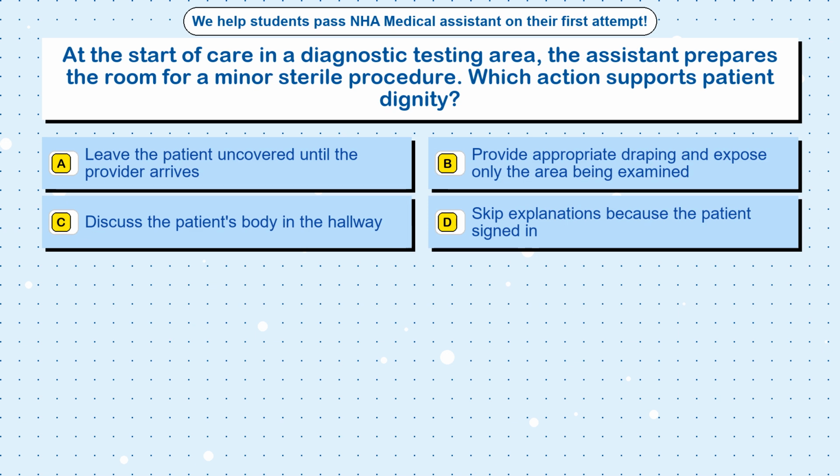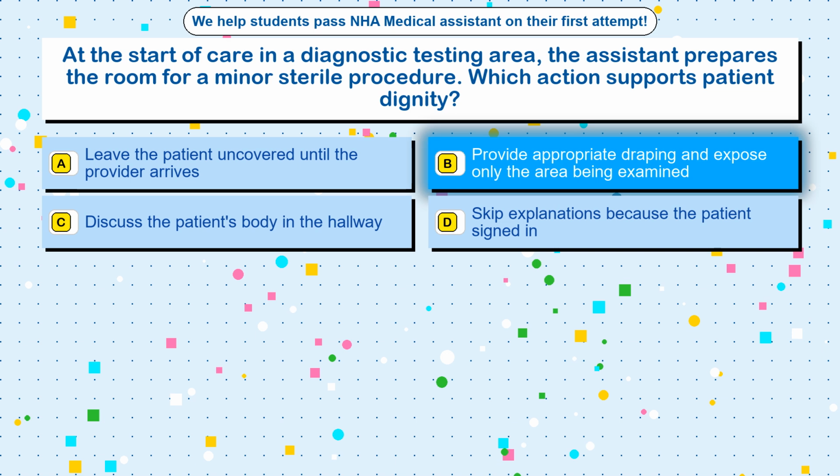Question 61. At the start of care in a diagnostic testing area, the assistant prepares the room for a minor sterile procedure. Which action supports patient dignity? Option A, leave the patient uncovered until the provider arrives. Option B, provide appropriate draping and expose only the area being examined. Option C, discuss the patient's body in the hallway. Option D, skip explanations because the patient signed in. The correct answer is option B. Provide appropriate draping and expose only the area being examined.